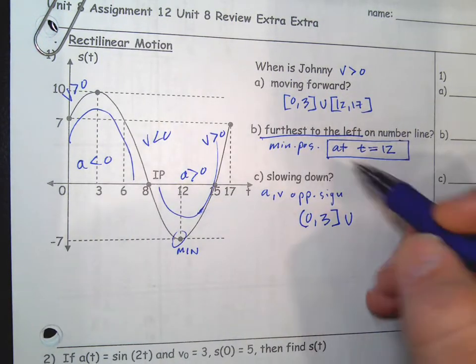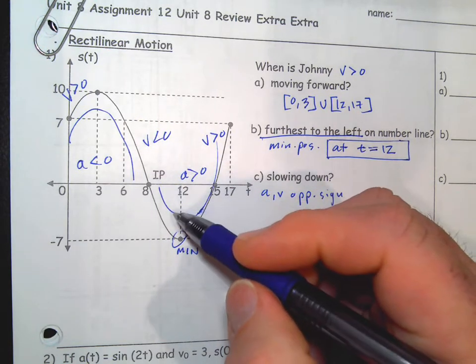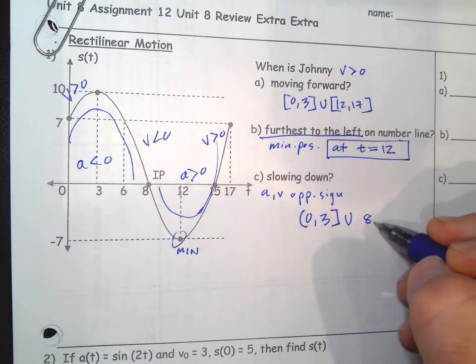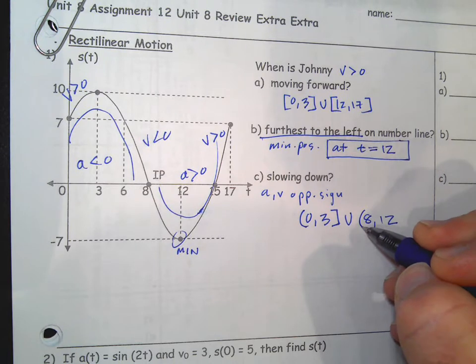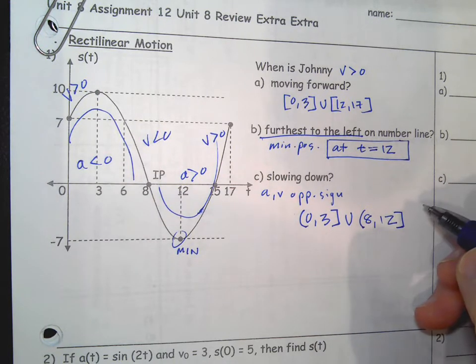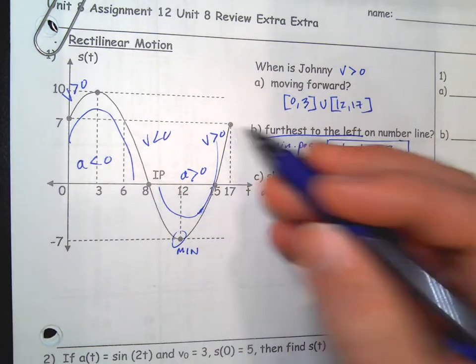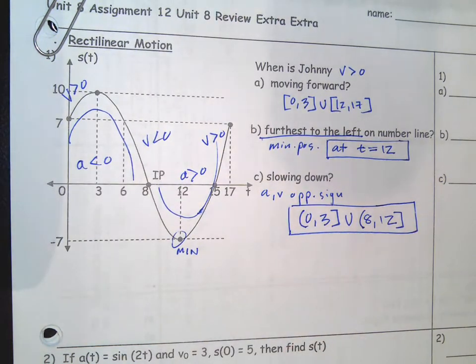And then here we have negative acceleration, negative velocity, that's speeding up. And here we have negative velocity, positive acceleration. So we're going to say 8 to 12. And we're going to not include 8 because it's the edge of acceleration, but we will include 12 because it's the edge of velocity. And then here we have positive acceleration, positive velocity, that's speeding up. So there you go. That's how you do it.